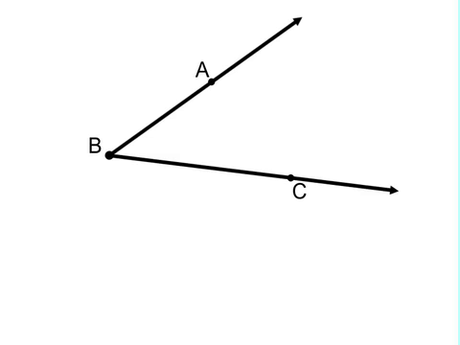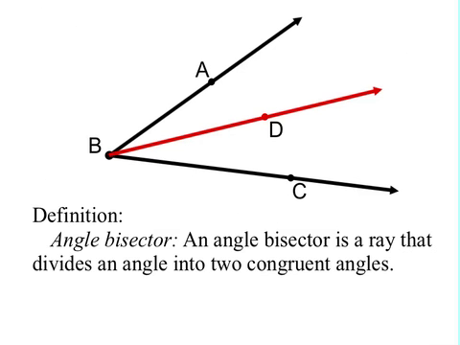And now let's look at angles. Here's angle ABC. And we add a new ray, ray BD, shown in red for clarity. And that ray seems to be right down the middle of the angle, and of course it is. This ray BD divides the angle into two congruent angles, and that gives us yet another definition, angle bisector. An angle bisector is a ray that divides an angle into two congruent angles.